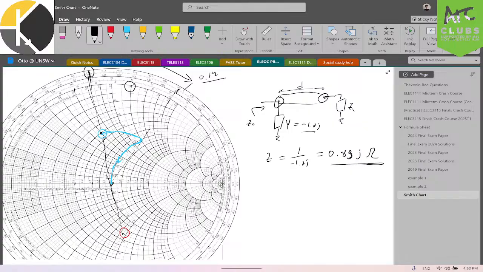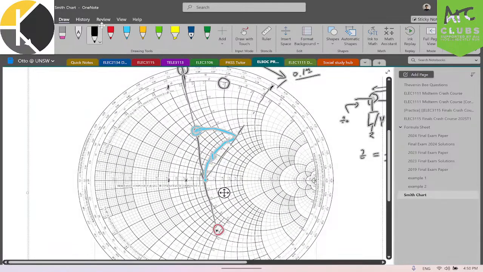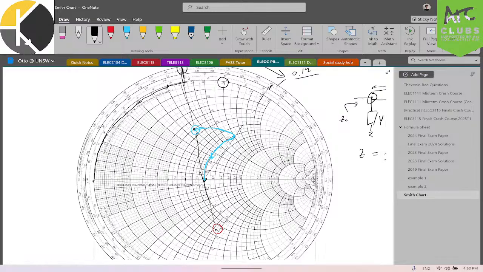And now the way you find the length, you move from the short end. So you have a shorted stub. You move from the short circuit end. You move around the chart until you hit that value. Where was it?